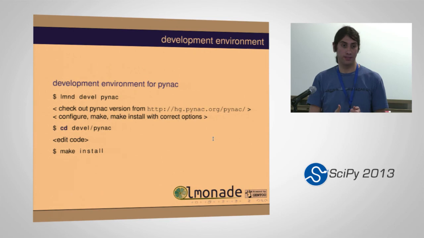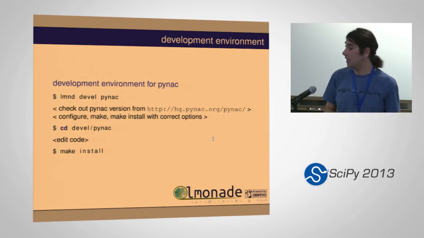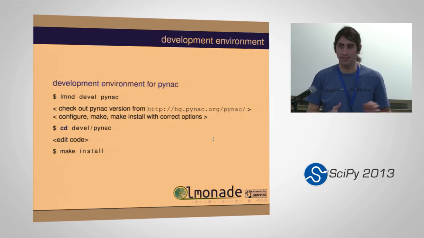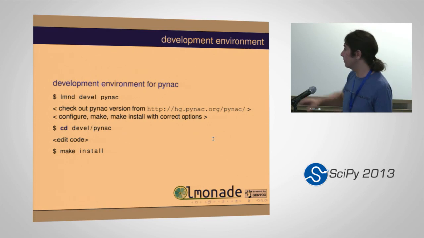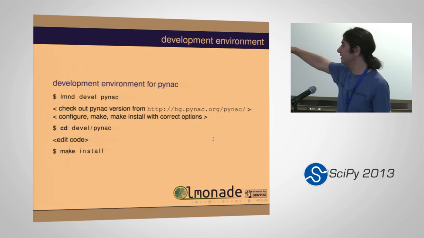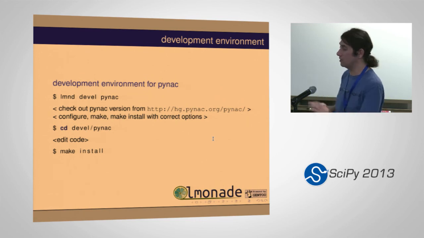And when I say a development environment, after the plain install is done, you can type lmnd, the script that drives everything, lmnd devel pynac. Pynac is the C++ library that you use to represent symbolic expressions in Sage, which I maintain. So after you type that command, it will go to the Mercurial repository for pynac, check out that version, put it under the devel pynac directory, and then pass the right options to configure and run make install.